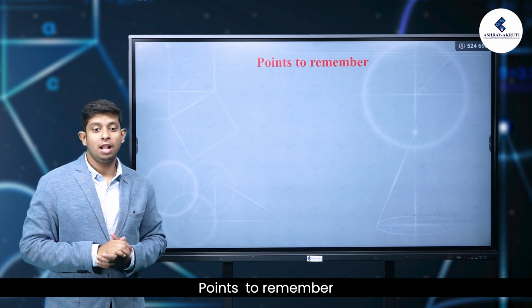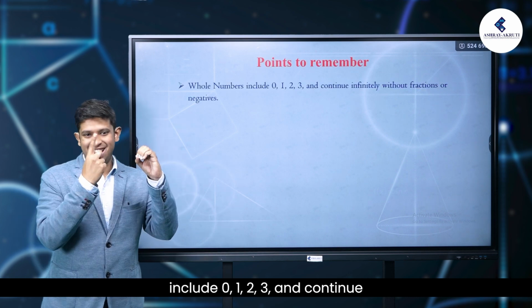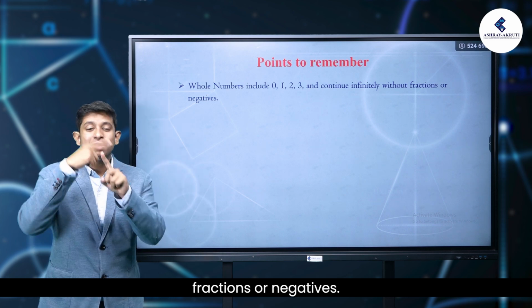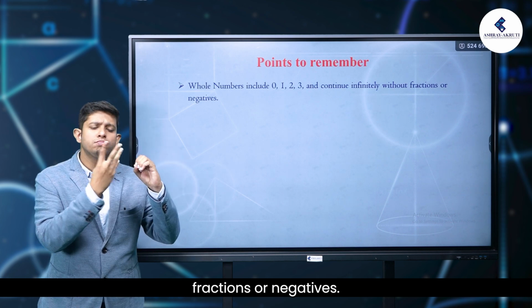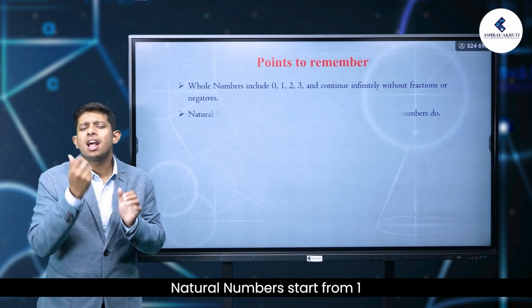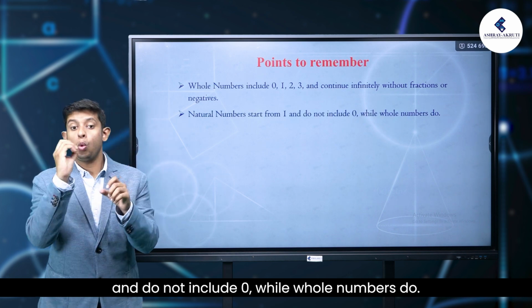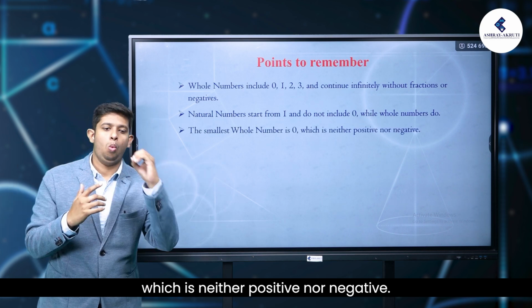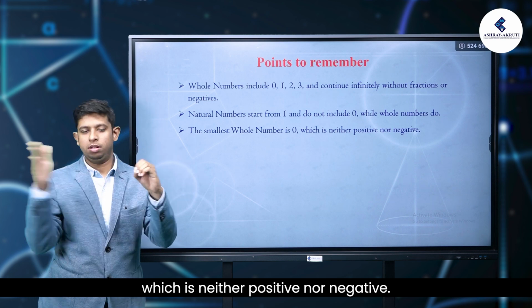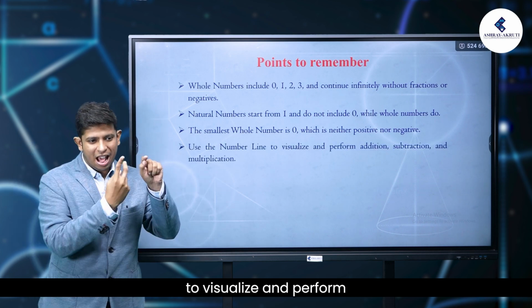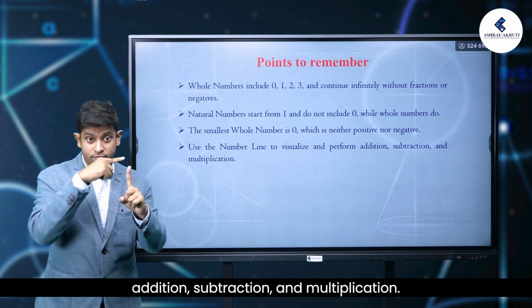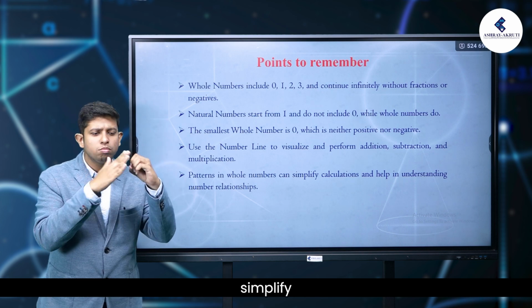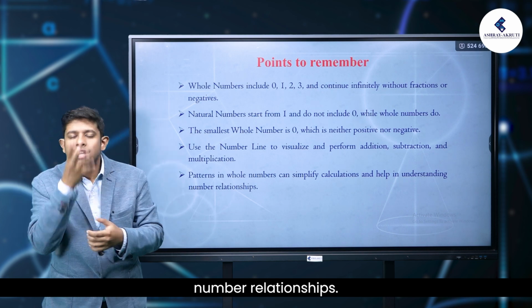Points to remember. Whole numbers include 0, 1, 2, 3 and continue infinitely without fractions or negatives. Natural numbers start from 1 and do not include 0, while whole numbers do. The smallest whole number is 0, which is neither positive nor negative. Use the number line to visualize and perform addition, subtraction, and multiplication. Patterns in whole numbers can simplify calculations and help in understanding number relationships.